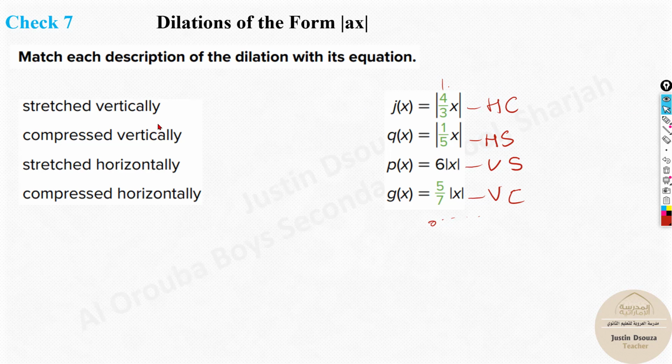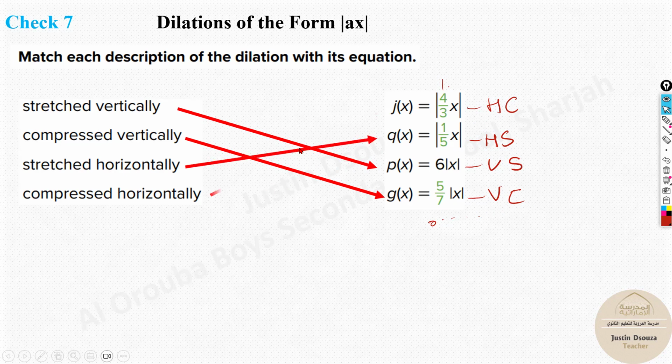Now let's join. It's vertically stretched here. Stretched vertically or vertical stretch, it's same thing. Compressed vertically is down here. Stretched horizontally is here. And lastly, we have compressed horizontally. I hope this is clear. It's very simple, straightforward.